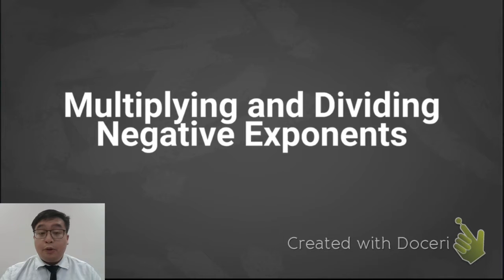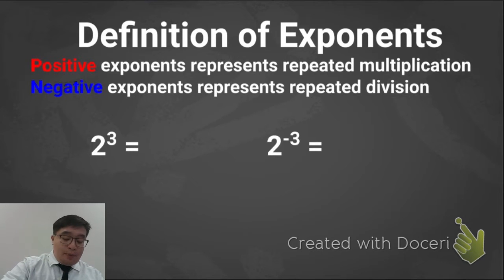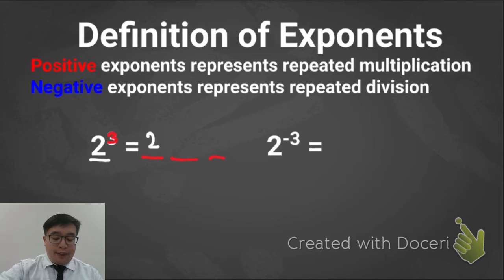In this video, we'll be going over multiplying and dividing negative exponents. So before we get started, let's go over a definition of exponents. When I have a positive exponent, I know that that represents repeated multiplication. So 2 to the third power tells me that I have 3 of these terms being multiplied together. And what's going to be multiplied are these bases. So I have 3 of these 2's all being multiplied together.